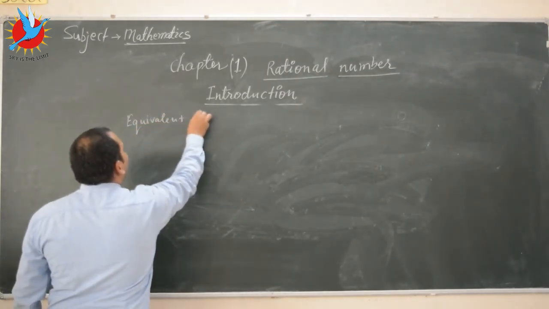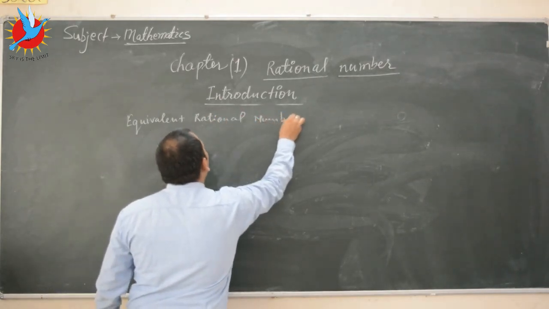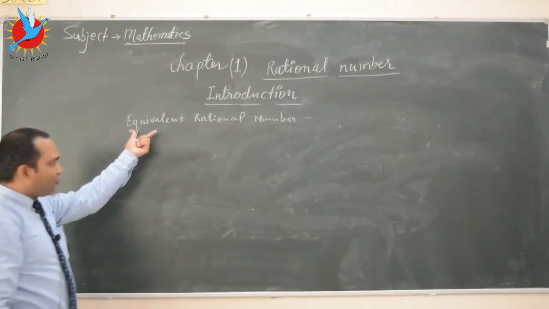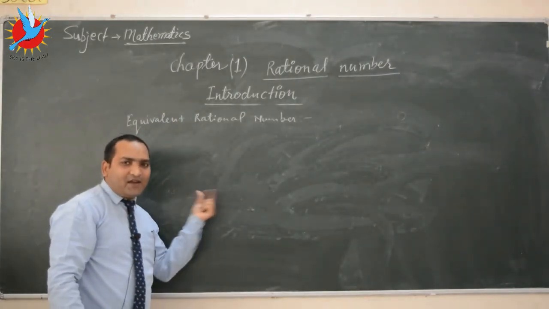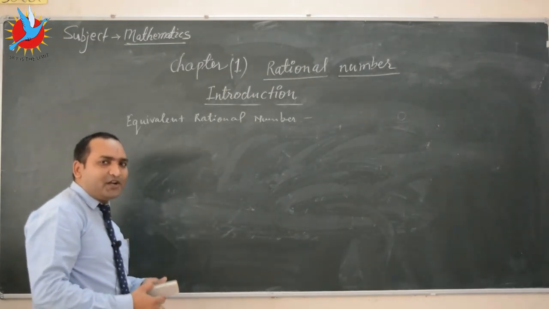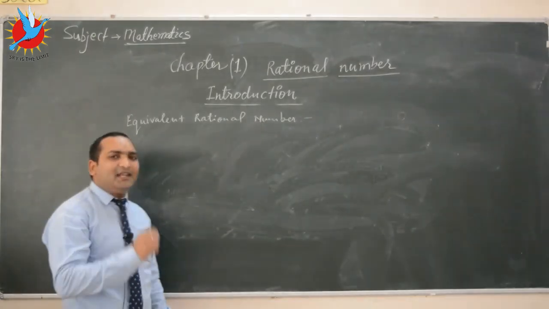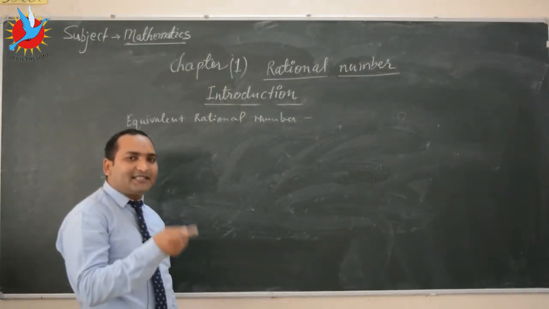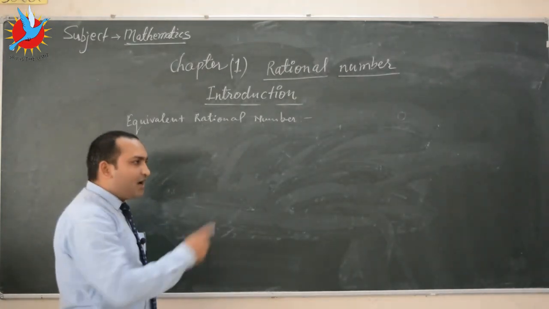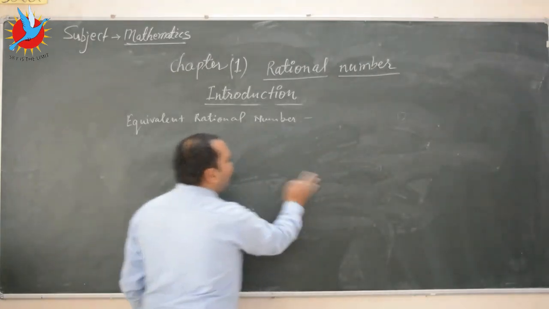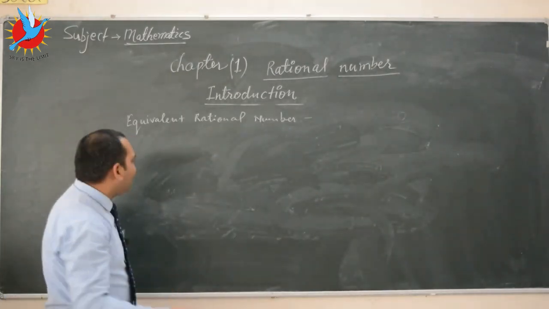Equivalent rational number. We discussed this equivalent rational number. We read in the previous class that equivalent fractions are like fractions whose denominators are equal. And in an equivalent rational number, if we multiply the numerator and denominator of any rational number by the same integer, the resultant rational number is called the equivalent rational number.